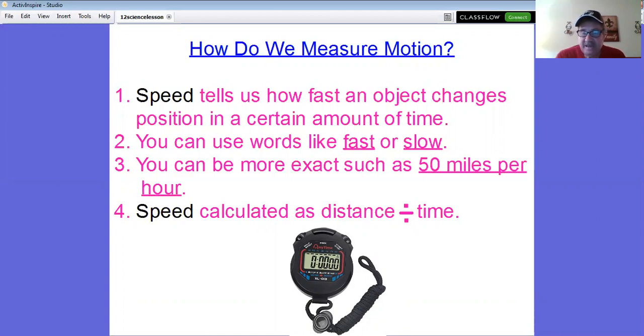Speed is actually calculated as distance divided by time. If your car is traveling 50 miles per hour, that means in a 1 hour time span, that car will travel 50 miles. A stopwatch is a common device used to measure speed.